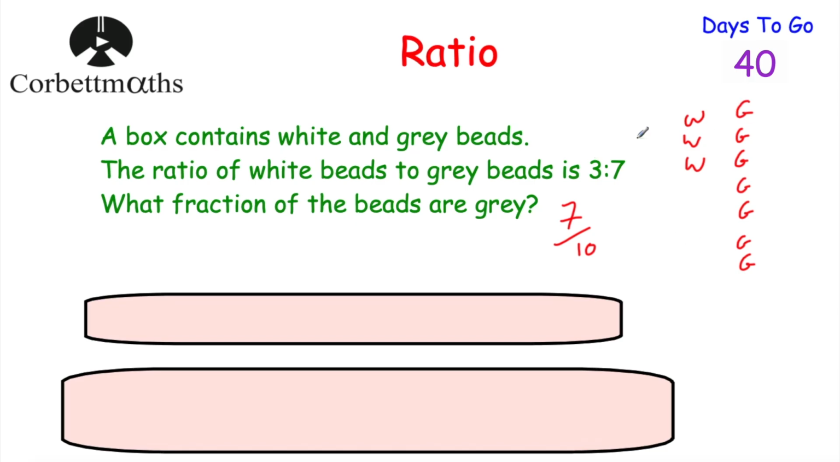So that's it. All I would do is look at the ratio. For instance, for every 3 white, there are 7 grey. That means altogether, if there were 10 of them, 7 of them are grey. So the fraction of the beads that are grey would be 7 tenths. And that's it. Okay, next.